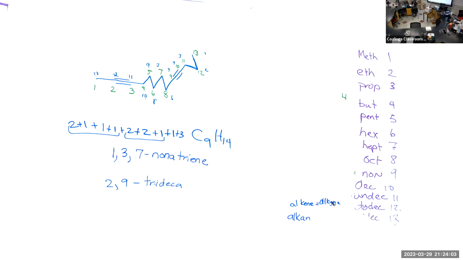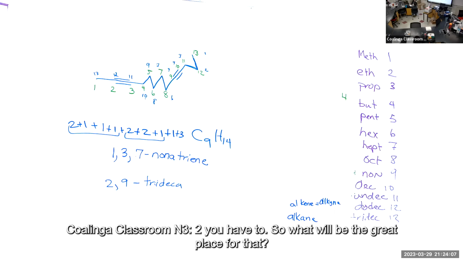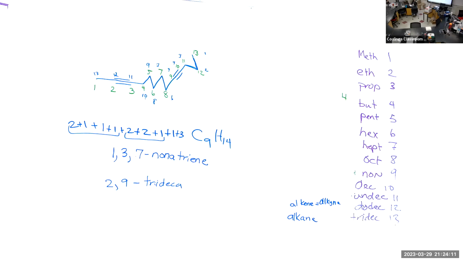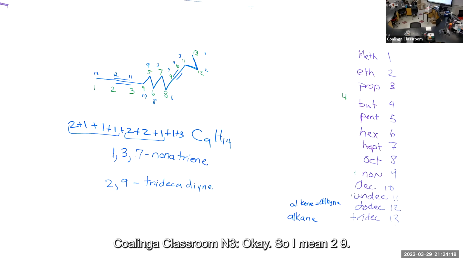How many double bonds do we have? Two. So what would be the prefix for that? Di. Okay, so it'll be 2,9 tridecadiene.